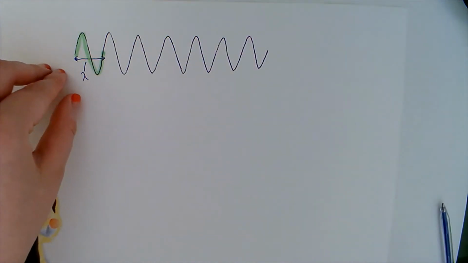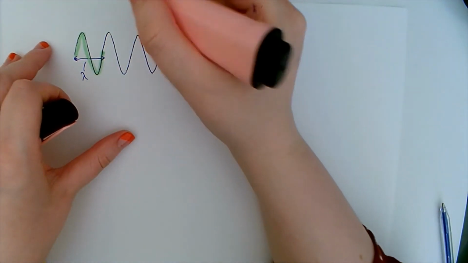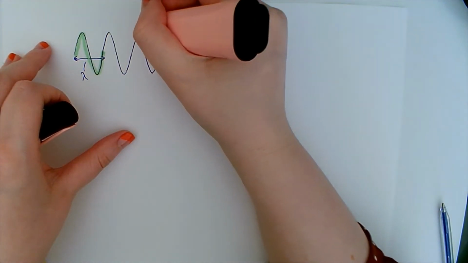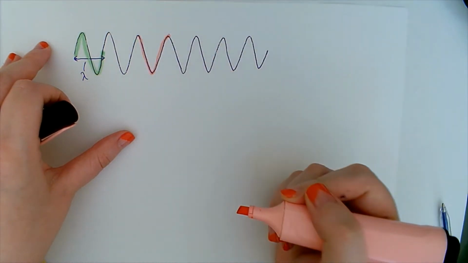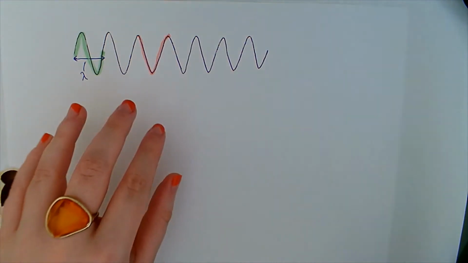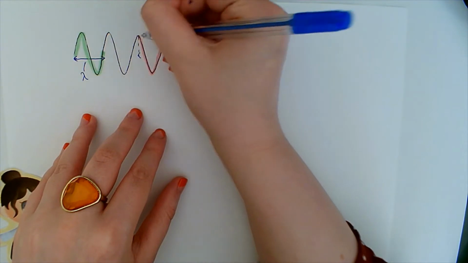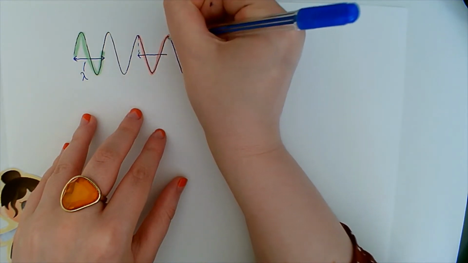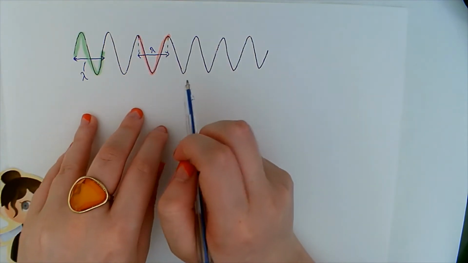The second way I'm going to show you is going from crest to crest. So I'll start at a crest here, and then I'm moving on to the next crest. Simple as that. And again, you can find the wavelength by going from where you start to where you end, and that's a wavelength. Remember, it's just that horizontal distance there.